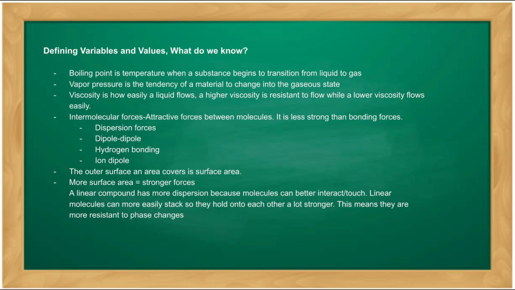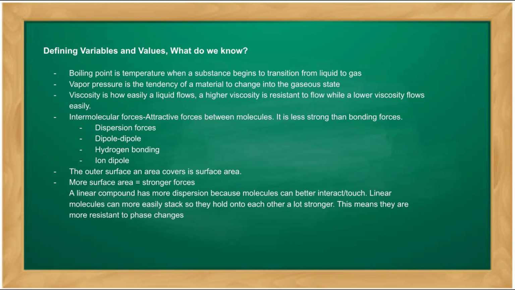There are 4 types of intermolecular forces: dispersion forces, which are found in all molecules; dipole-dipole, which are found in polar molecules; hydrogen bonding, which are found in molecules where hydrogen is bonded to a fluorine, oxygen, or a nitrogen; and then ion-dipole, which happens when there are ions and a dipole present in the compound.